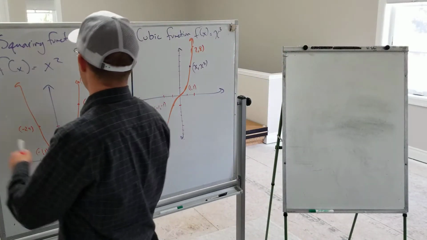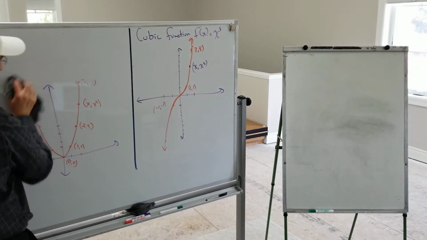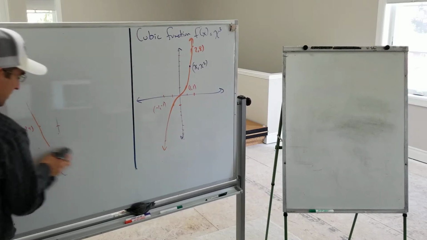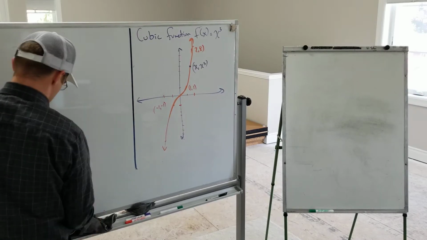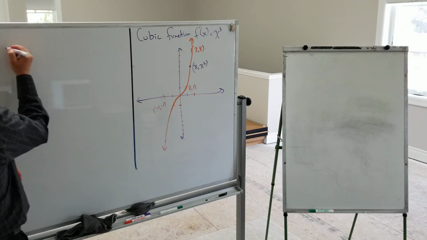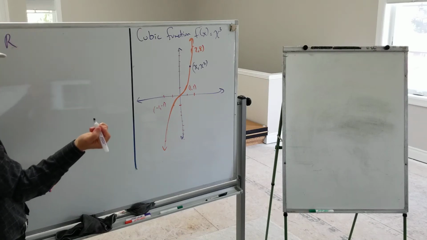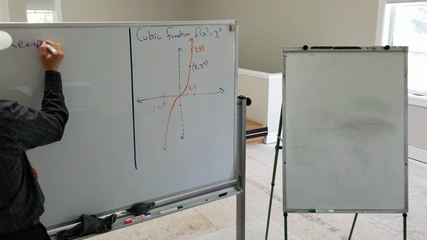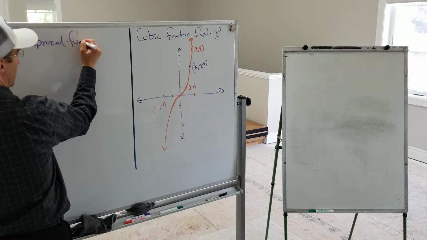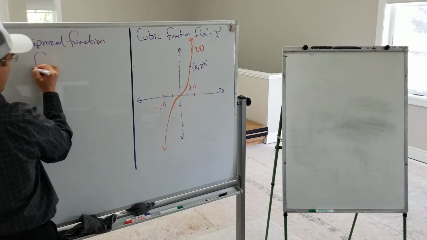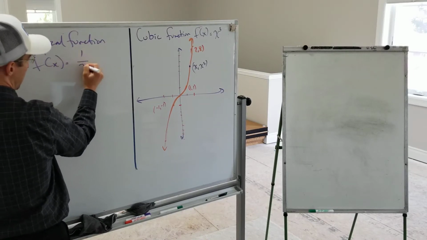All right, now let's look at the reciprocal function. This should all be review, so if you're not taking notes, that's fine. If you're fast forwarding, if you've got me on times 2 speed, that's cool too. The reciprocal function is f of x equals 1 over x.